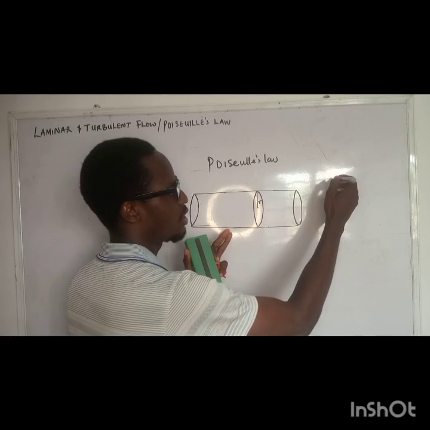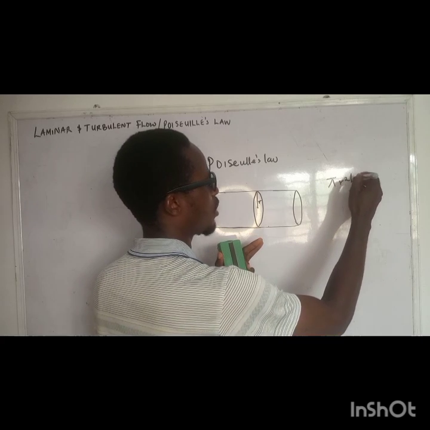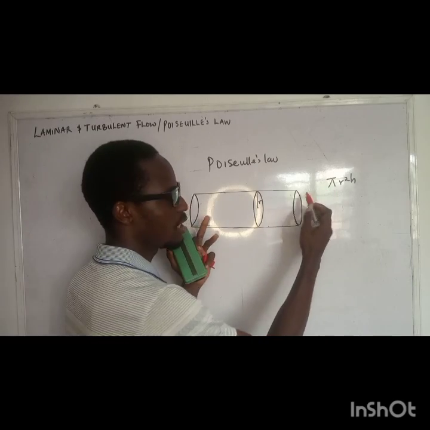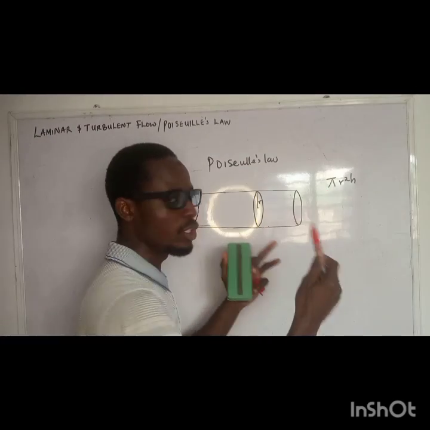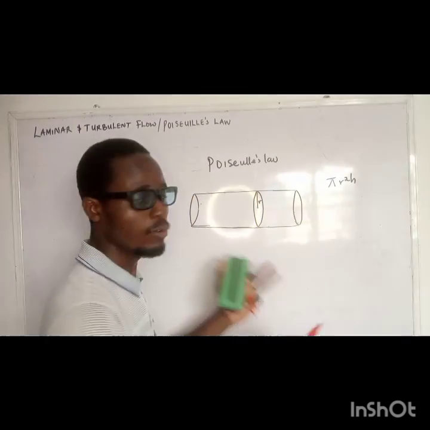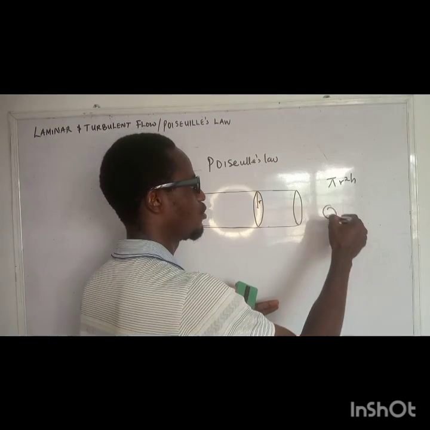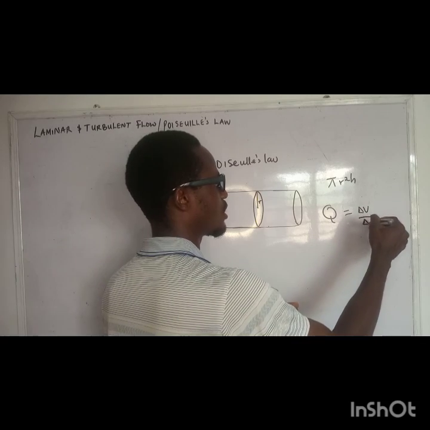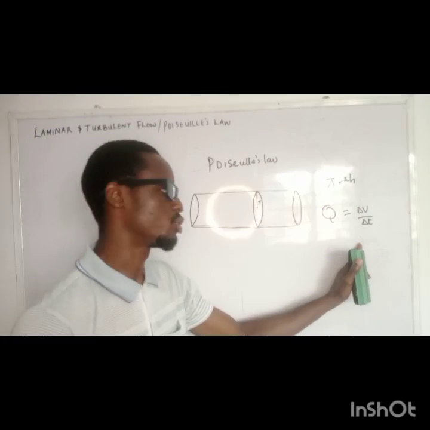Don't forget, this is a cylinder, so the area of the cylinder is pi r squared h. So per unit length across the pipe, that's the volume. So when we say volumetric flow rate, that is the volume that flows per unit time. If that is Q, volumetric flow rate is going to be a change in volume over change in time.